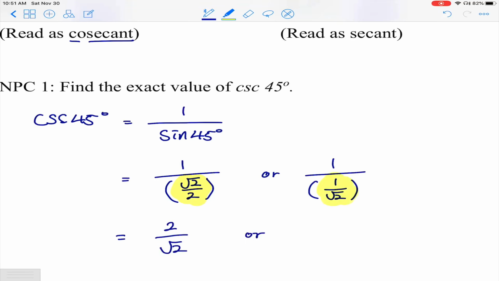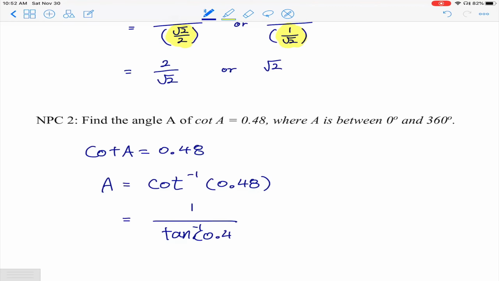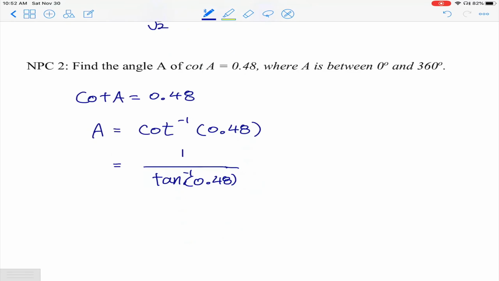Now, the NPC 2. Find the angle A of cotangent A equals 0.48, where A is between 0 degrees and 360 degrees. So this one, same thing. My cotangent A equals 0.48, but we do know that cotangent is 1 over tangent A. Therefore, we can actually put it this way. The angle A equals cotangent inverse of 0.48. And this one, we can actually do it as 1 over tangent inverse of 0.48, since cotangent is the reciprocal of tangent. Then you do the calculation, it gives you 2.23.